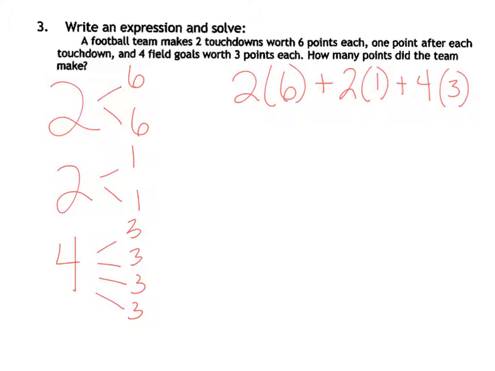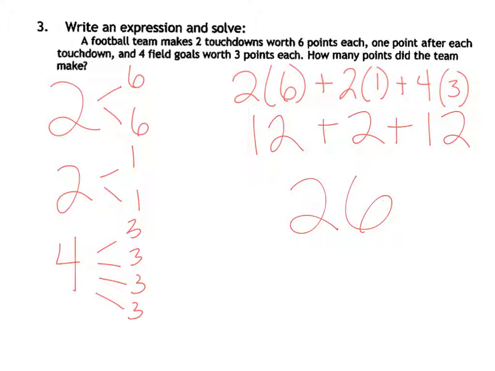All right, what'd you get? 26. 26 points total. 12 plus 2 plus 12. 26 is perfect. 26 points. When you answer a word problem, you have to say what your answer means. 26 what? 26 cats? No. 26 points. All right.